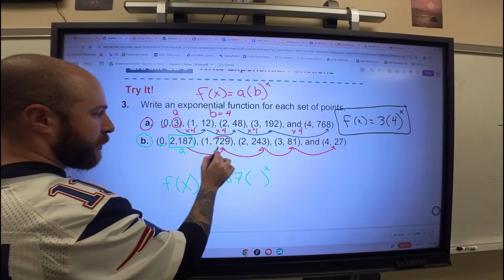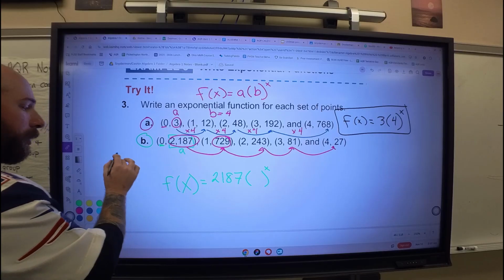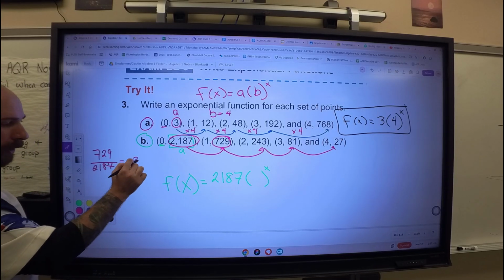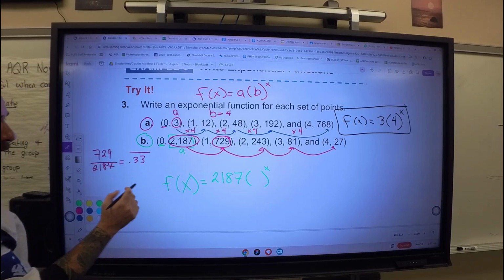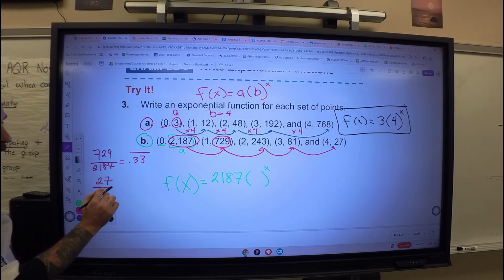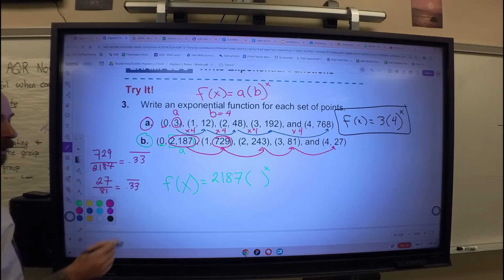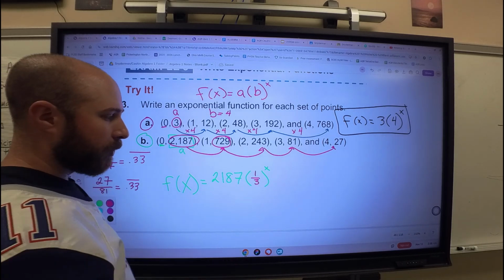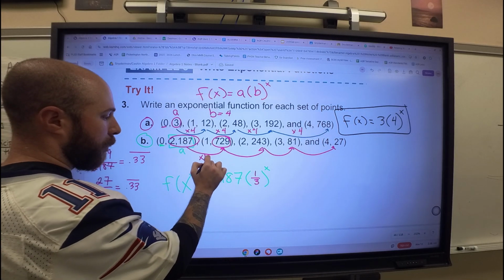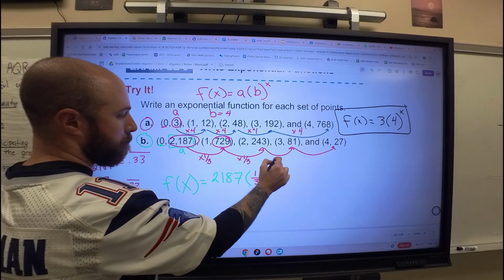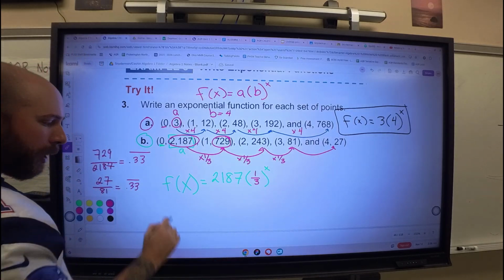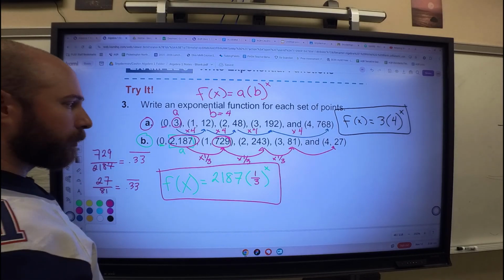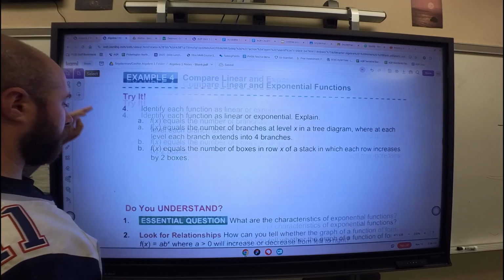So if I chose like 729 divided by 2187, that gives me 0.33 repeating. It's the same thing as if I did 27 over 81, it's still 0.33 repeating, and we just convert that into a fraction, which gives us 1/3. Okay, so we are multiplying by 1/3 every time. Okay, and that's our function. A is 2187, B is 1/3. All right, a couple more and then we'll be done.